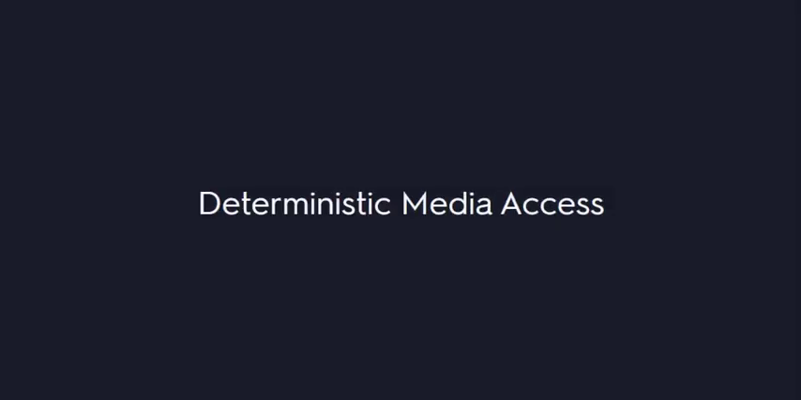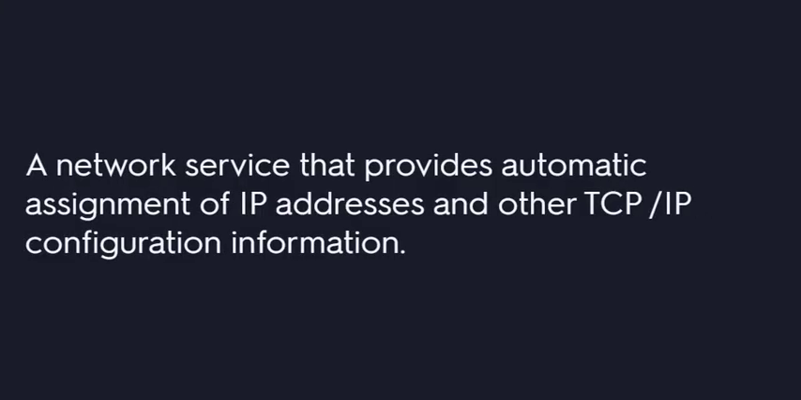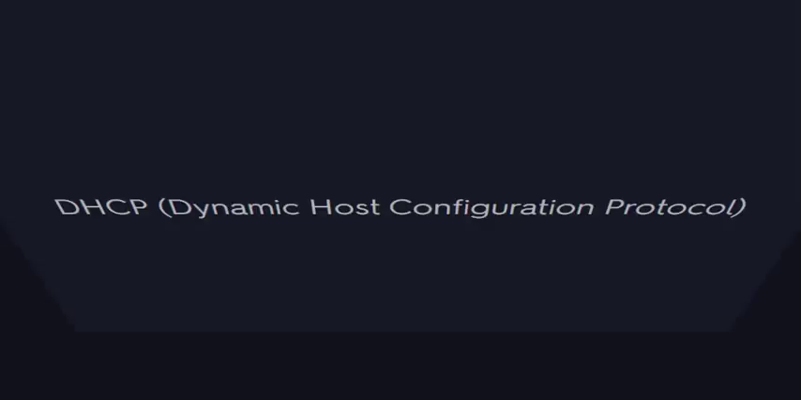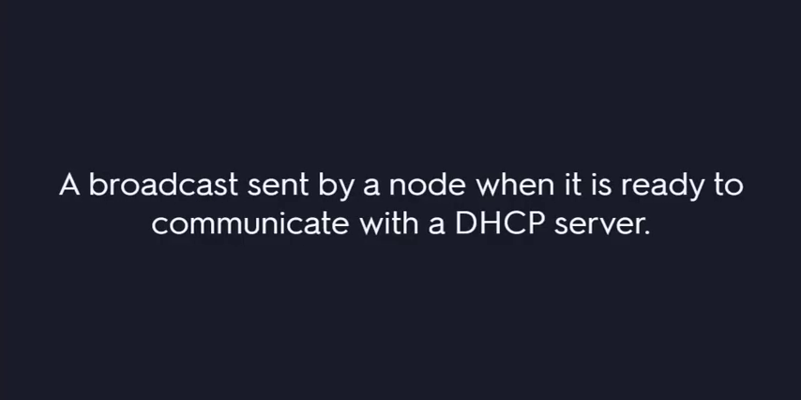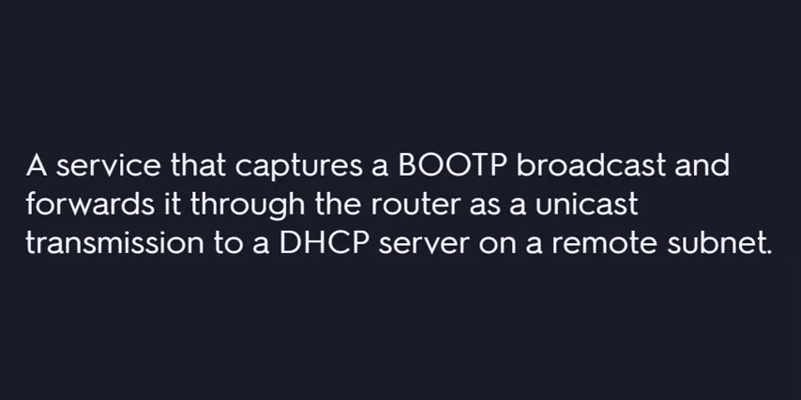Deterministic media access. A network service that provides automatic assignment of IP addresses and other TCP/IP configuration information. DHCP. A broadcast sent by a node when it is ready to communicate with a DHCP server. DHCP Discover. A service that captures a BOOTP broadcast and forwards it through the router as a unicast transmission to a DHCP server on a remote subnet.